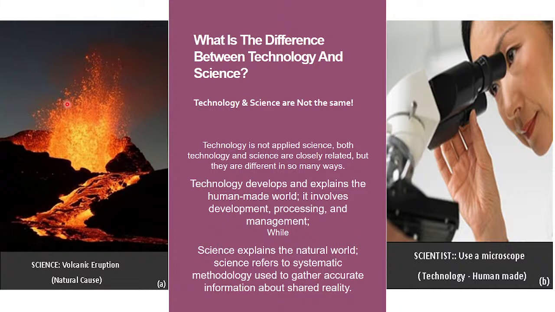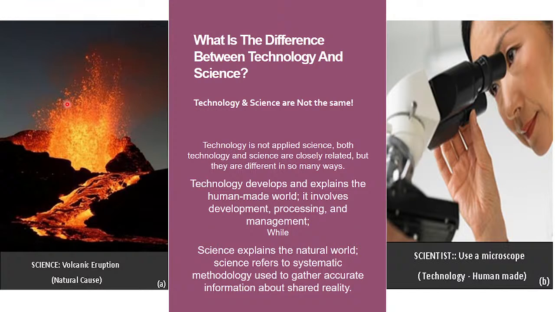Now let me make this clear. In our slide here, you see science and technology are not the same. They say technology is not a plan. Science is actually an applied stuff. Technology is not a plan like the way science is being applied. Both technology and science are closely related, but they are different in some ways.